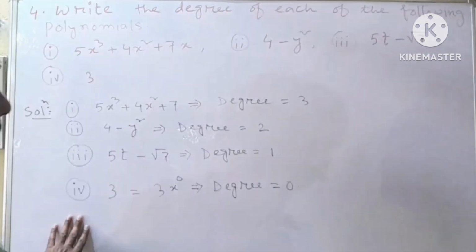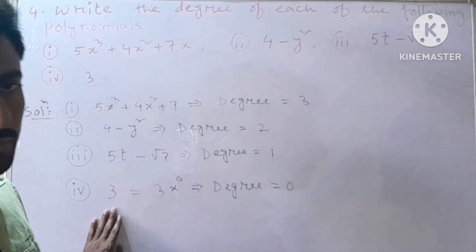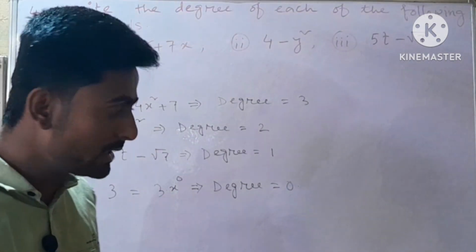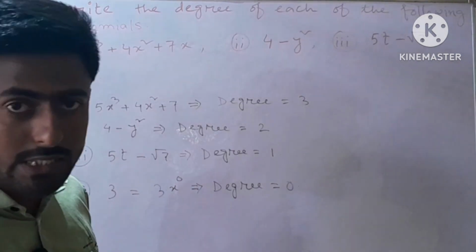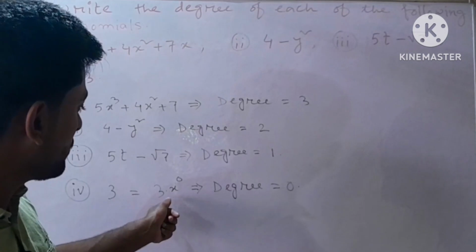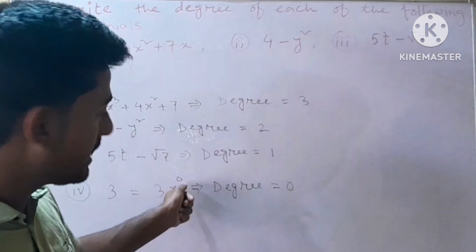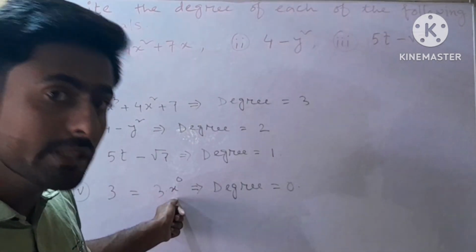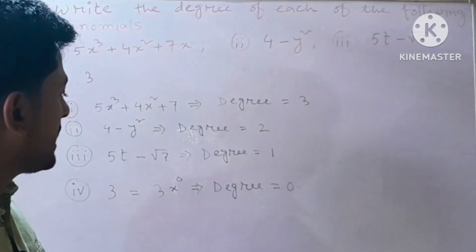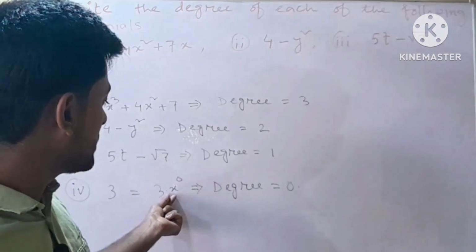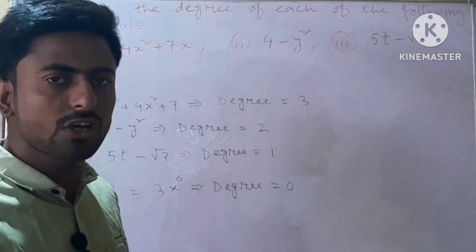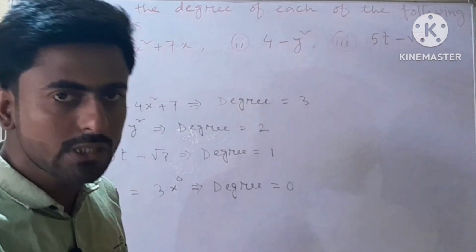Next, Roman number 4, a constant polynomial, that is 3. We can write it as 3x to the power 0, since we know that any number raised to the power 0 is equal to 1. So x to the power 0 is equal to 1, and 3 into 1 is 3. So we can write 3 as 3 into x to the power 0, and hence the degree of this polynomial is 0. Therefore we can say that the degree of any constant polynomial is 0.